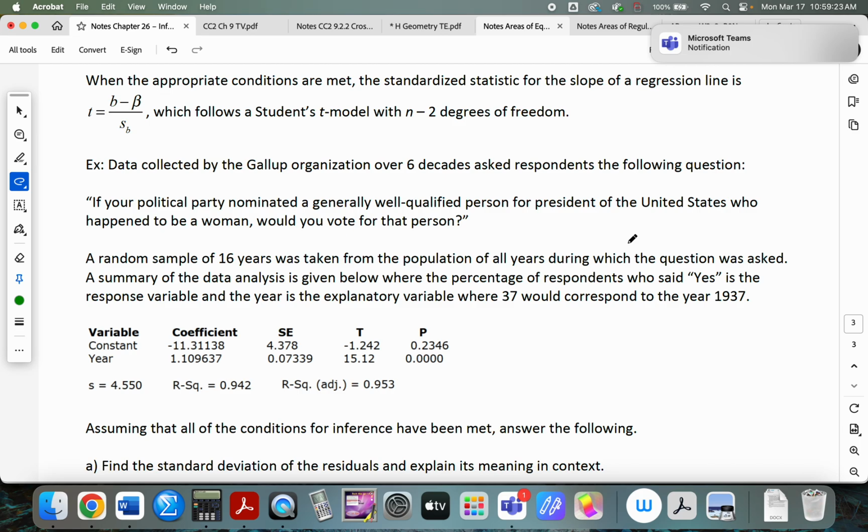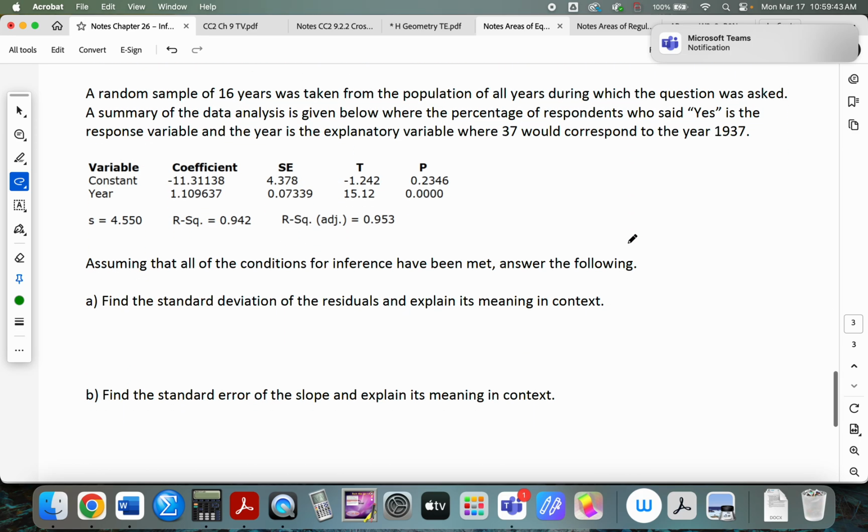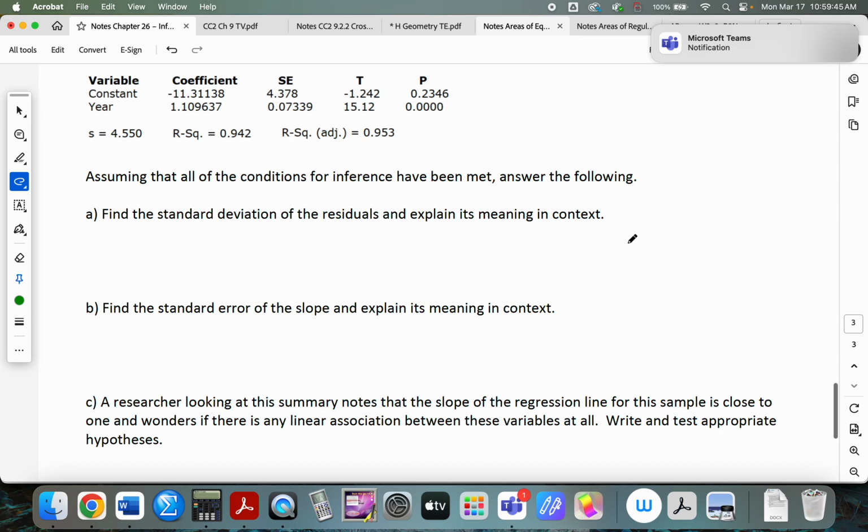Where the percentage who said yes is the response variable, and the year is the explanatory variable, where 37 would correspond to the year 1937, so it's everything from 1900. They give you all of this information. The explanatory variable is the X, but I try not to think of it as X too much; it's your input variable.